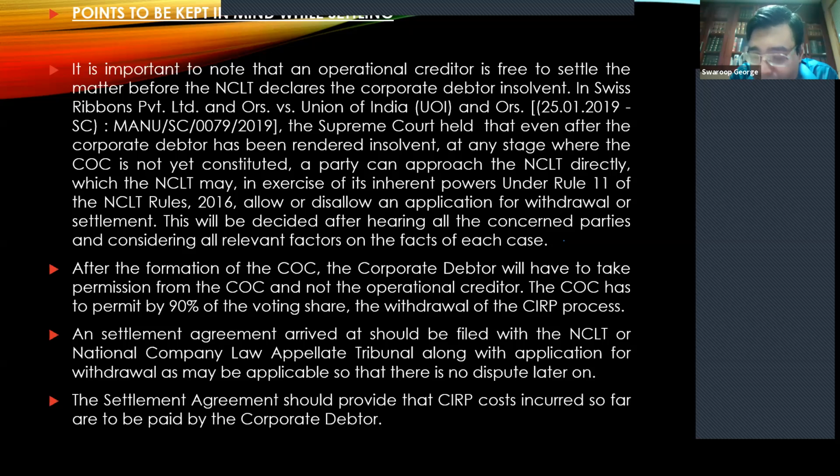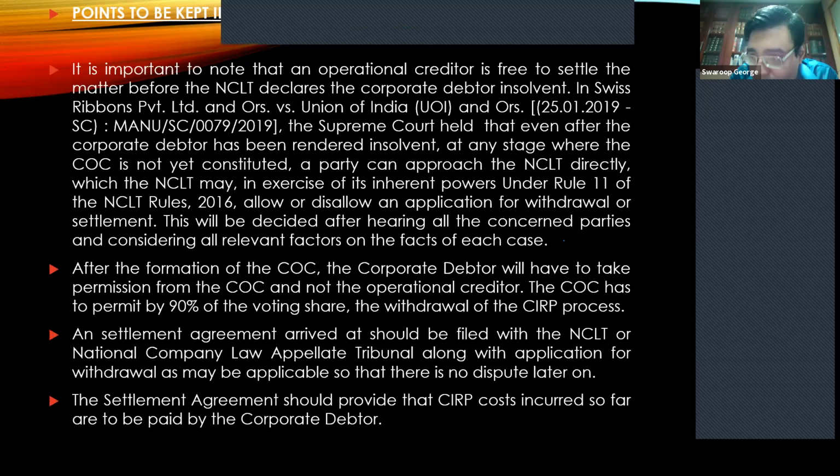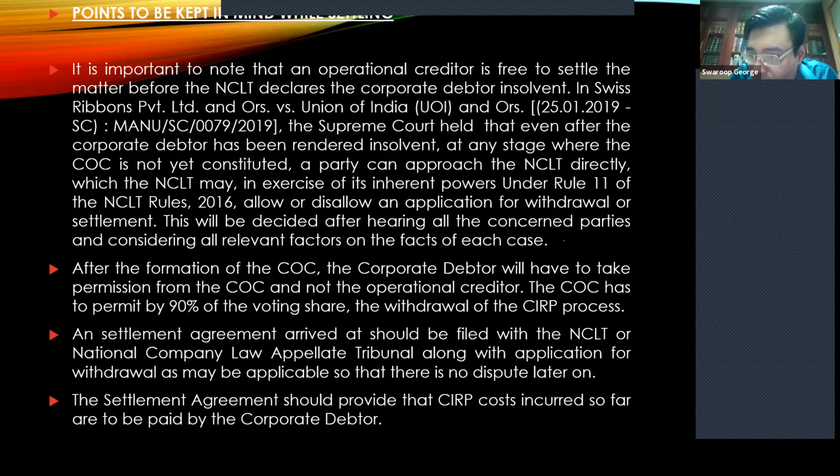If the COC is formed, then the operational creditor by himself or herself cannot take the company out of the CIRP process. And of course, in such a case, the debtor company will also not be willing to settle, because it gains no advantage, unless of course they're able to satisfy the COC that the CIRP needs to be withdrawn. So in such cases, after the COC is constituted, the corporate debtor will also have to take consent from 90% of the COC by voting share. So as far as possible, if the corporate debtor is willing to settle, you should get the settlement agreement done before the COC is constituted, and file an appropriate application.